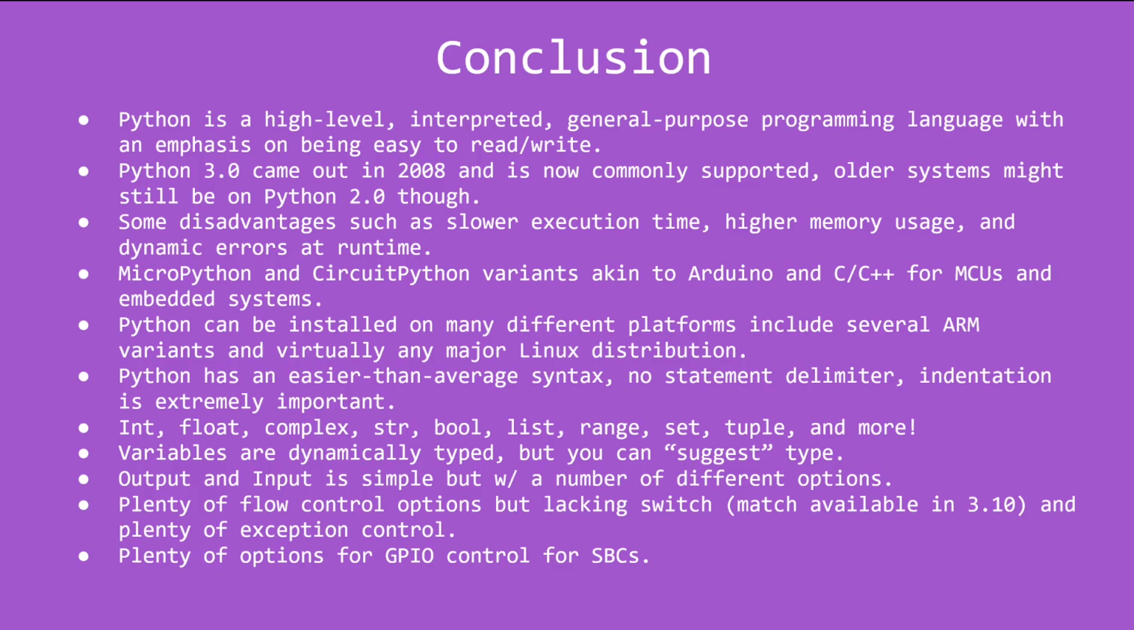So, just to wrap things up, Python is a high-level, interpreted, general-purpose programming language with a real emphasis on being easy to read and write. 3.0 came out in 2008 and it's commonly supported. Older systems might still be on Python 2. This presentation really focused on 3. There are some disadvantages to Python: slower execution times, higher memory usage, some dynamic errors at runtime in some cases. You've got MicroPython and CircuitPython variants, kind of akin to how Arduino is a simplified dialect of C++, and they're for certain microcontrollers and embedded systems.